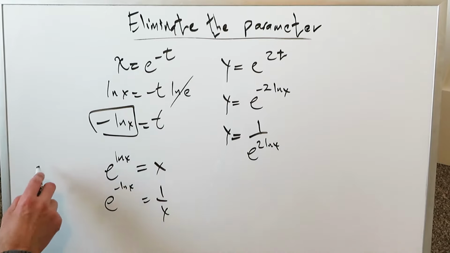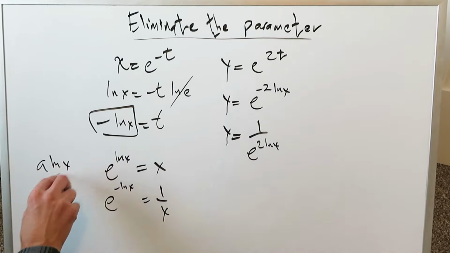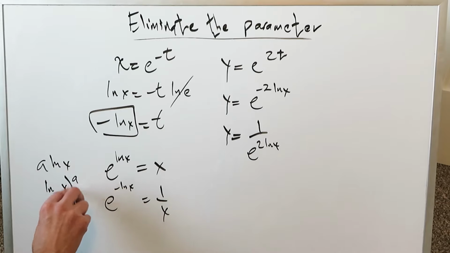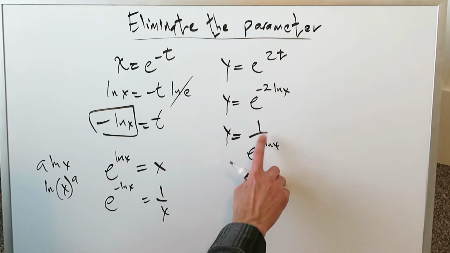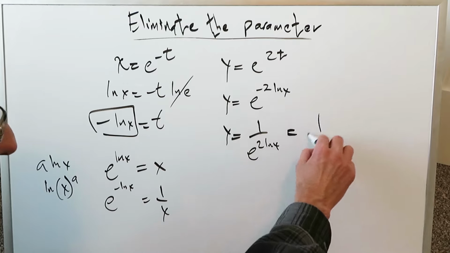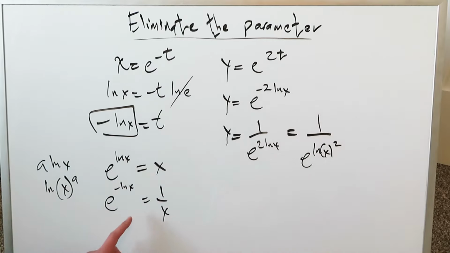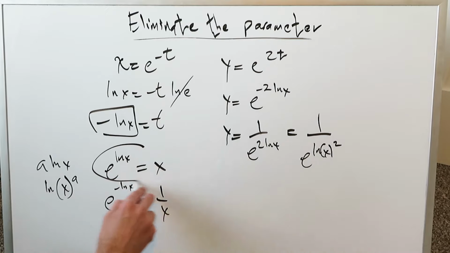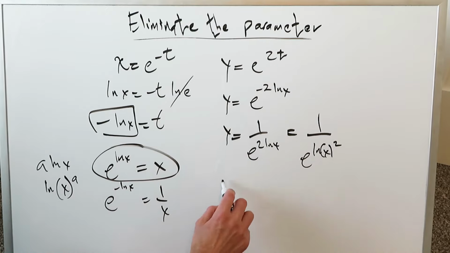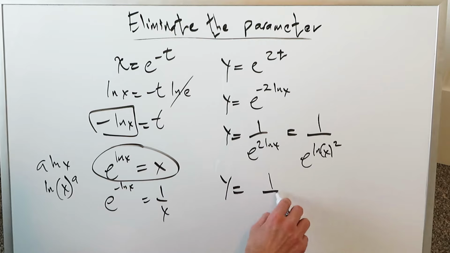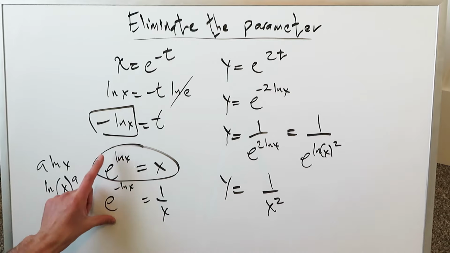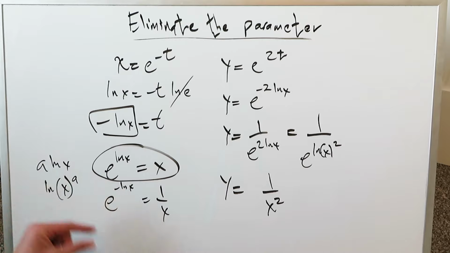Also, look at this fact right here. A ln x is equal to ln x to the power of a. Here I have a which is 2. It can come over here. This is equal to 1 over e to the ln x square. Bringing all of this into play, y is equal to 1 over x square, and that right there is your rectangular equation. The parameter has been eliminated and a rectangular equation has been developed by the aid of these properties over here.